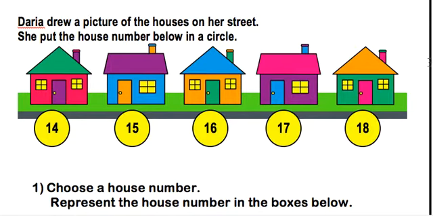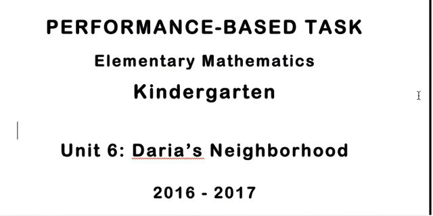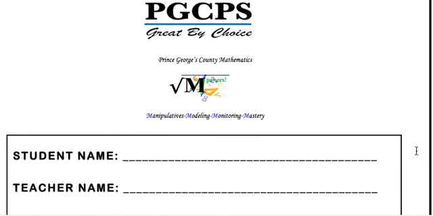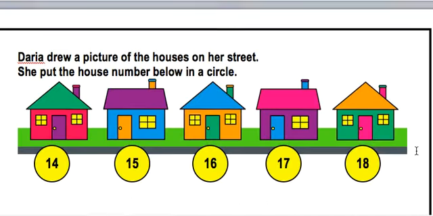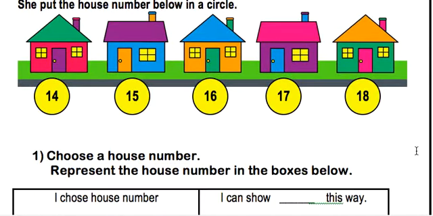So, what is it that they want us to know? Let's move on and see. The question reads, choose a house number. Represent the house number in the boxes below. So you can choose any of these house numbers, and Ms. Jones would like for you to circle your house and your house number.